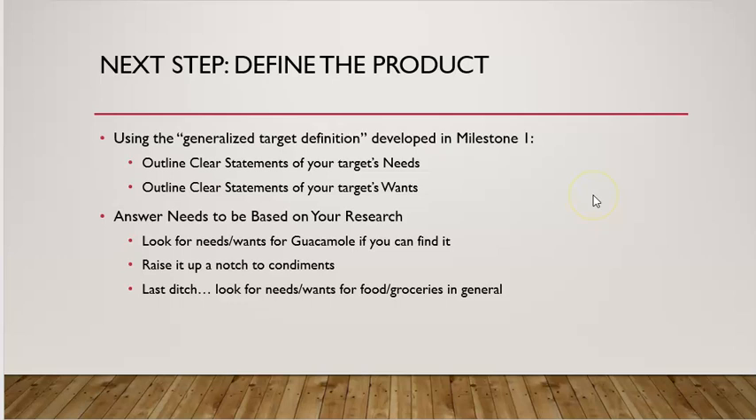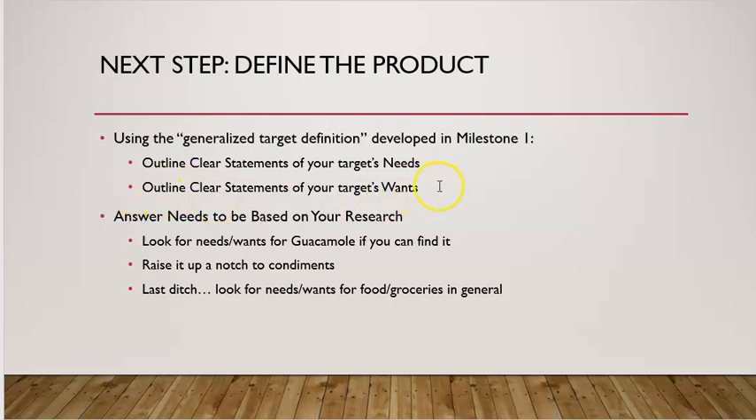So the first step of this is using your generalized target definition that you did for Milestone 1. You want to outline clear statements on what your target's needs are and what your target's wants are. Dig into this a little bit. The generalized definition should help you define what they're looking for, what's important to them. For example, you might have found out in Milestone 1 that one of the psychographics was they care about eating as healthy as possible, or some type of indication of that. Then you'd want to make sure that's somehow integrated into the definition of what they need or what they want.